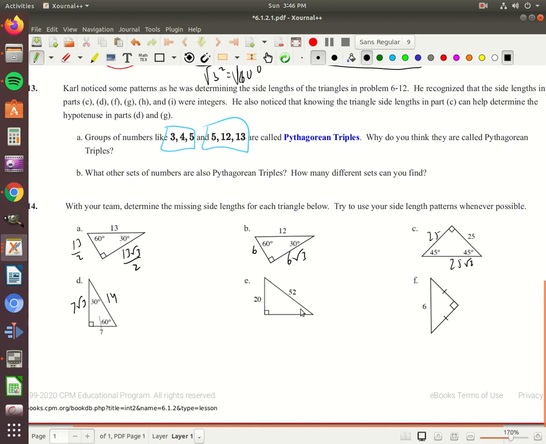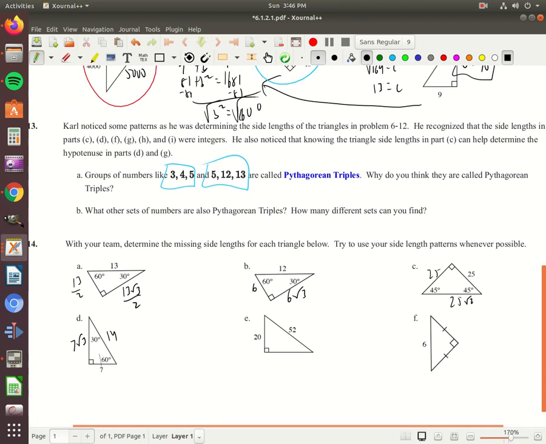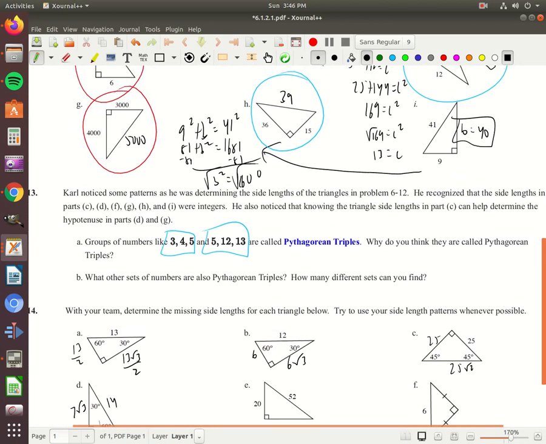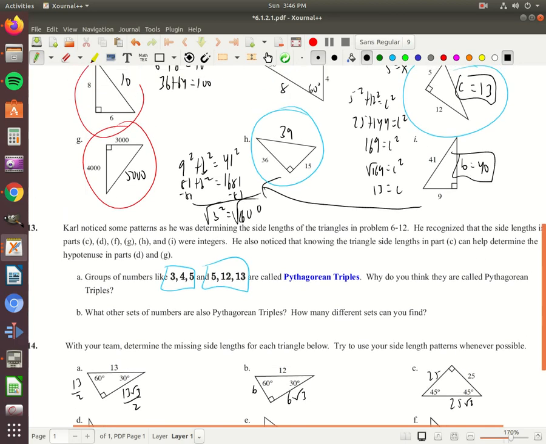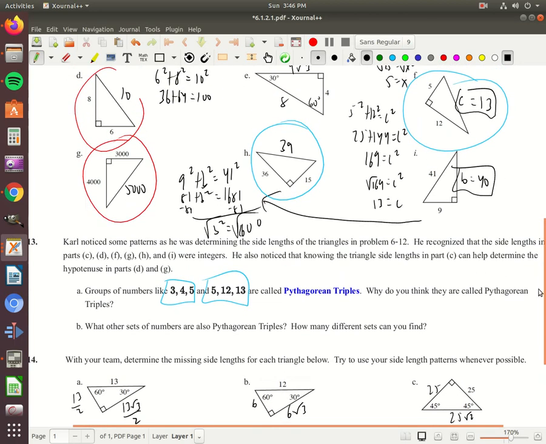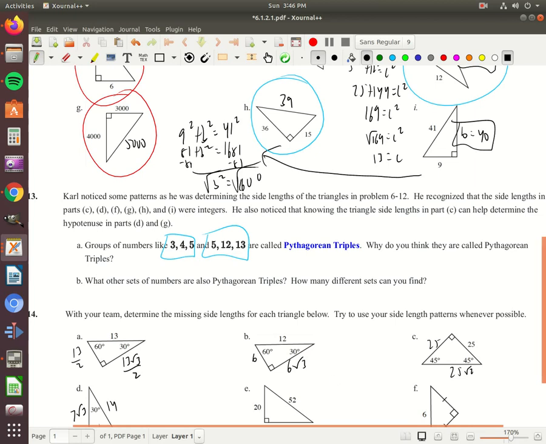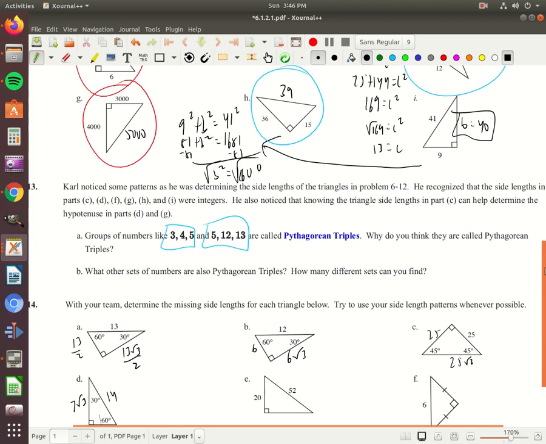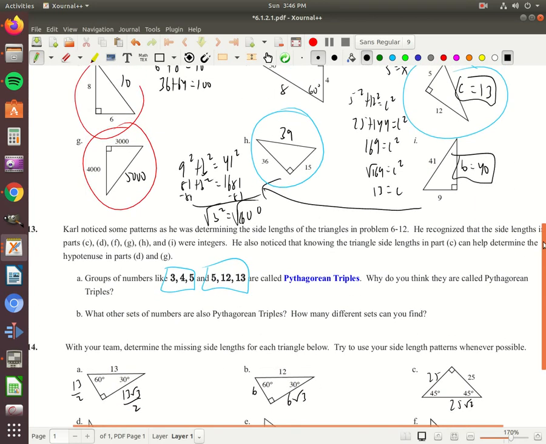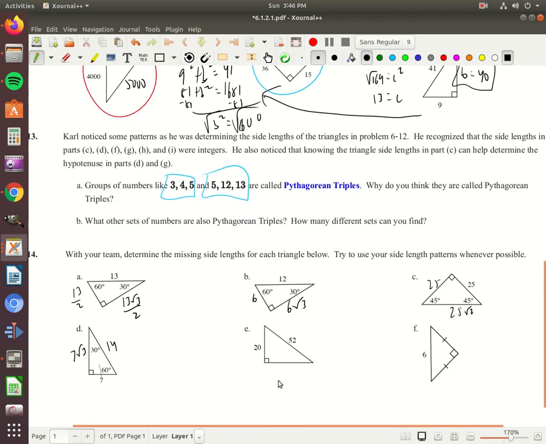Over here, I don't really know, so I suspect this one might be a Pythagorean triple, so let's see here. If I multiply 13 by 4, I get 52, and if I multiply 5 by 4, I get 20, so if I multiply 12 by 4, I'm going to get 48. So that's my 5, 12, 13 Pythagorean triple right there.